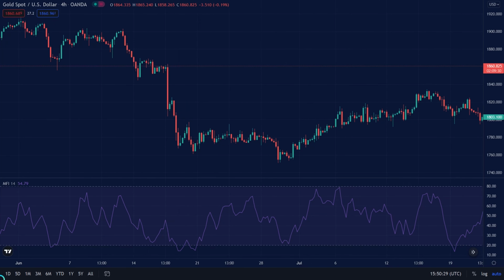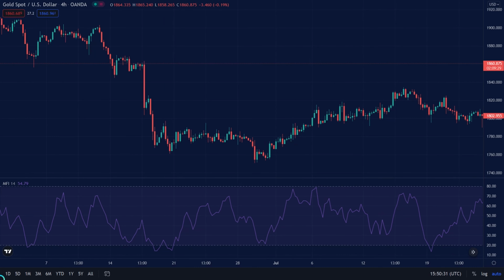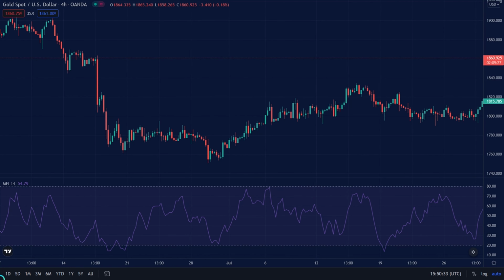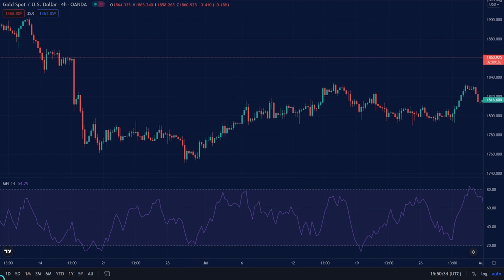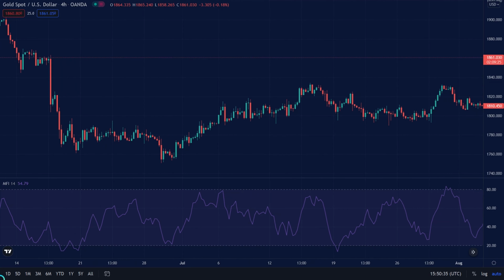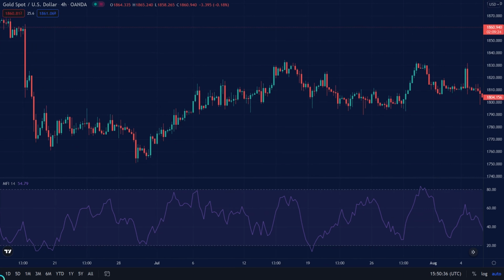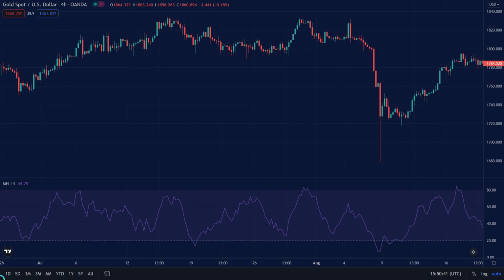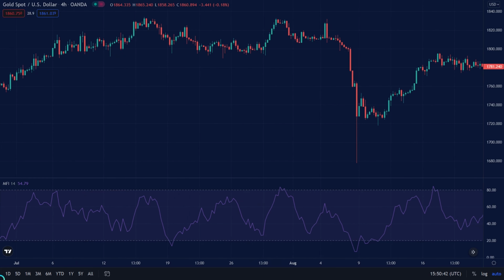And I guess you already know what the typical price is, because it is taught in schools and stuff, and it is just a basic thing, like an average. But I tell you because you might not know it, so why not? The typical price is basically the high plus low plus close, divided by 3. So this is how it works, and how it calculates itself.